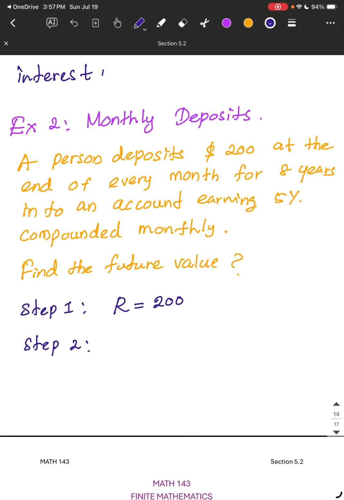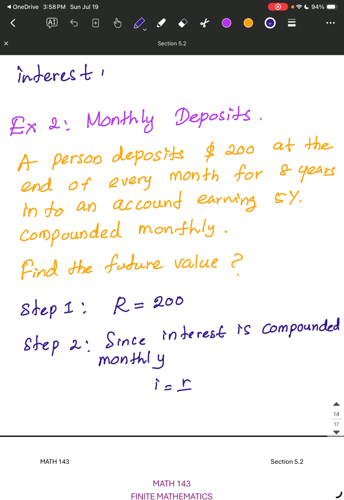Since interest is compounded monthly, I equals r over m, 0.05 over 12. So 0.05 over 12, what would be the value? 0.00416. You can use either decimal or the ratio.